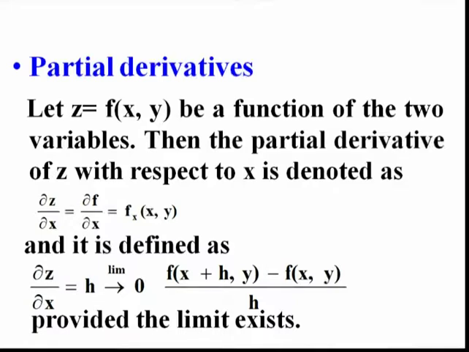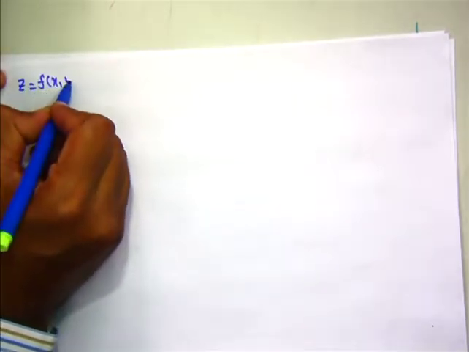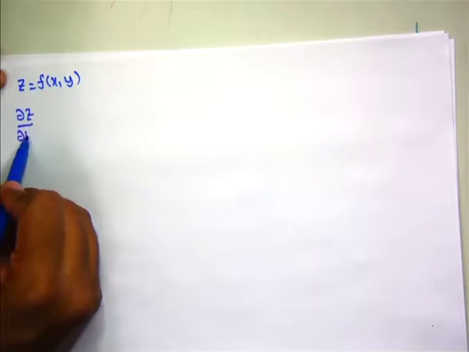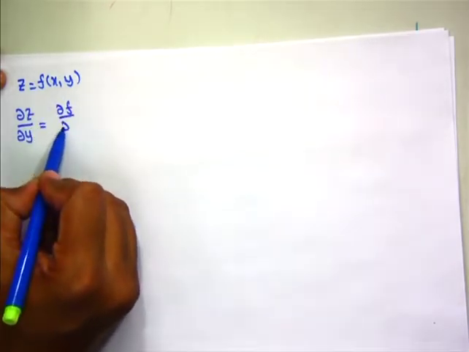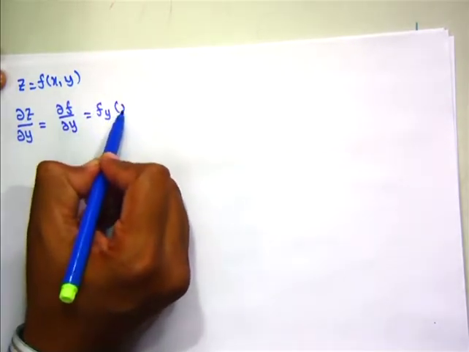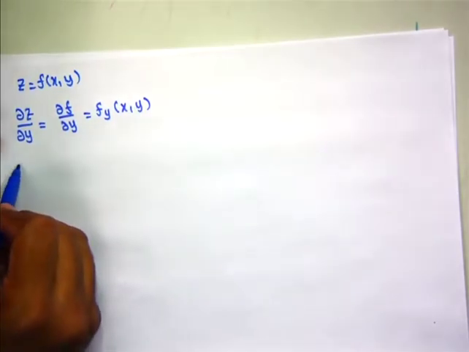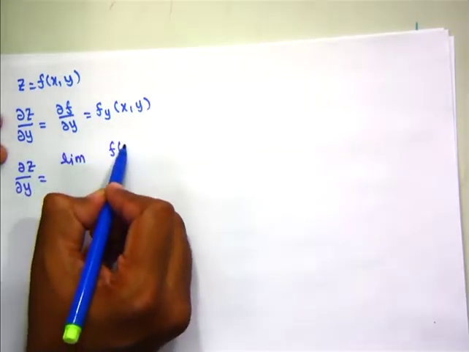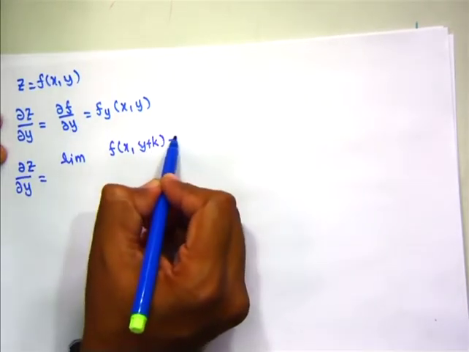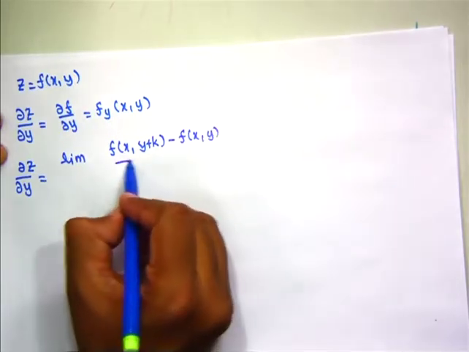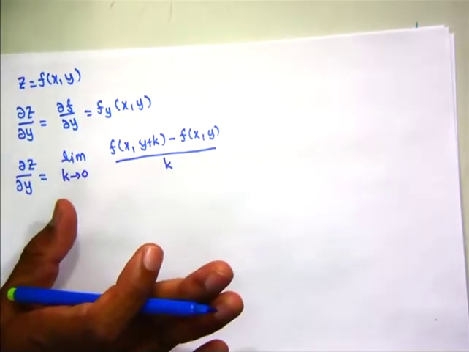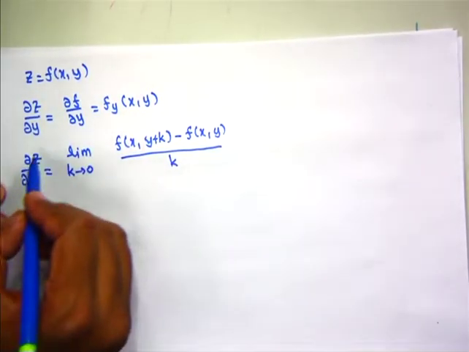Let us write on the paper using Teletop. The partial derivative of z = f(x, y) with respect to y is denoted as del z by del y, or del f by del y, or f_y at the point (x, y), and is defined as del z by del y equal to the limit as k tends to 0 of [f(x, y + k) minus f(x, y)] upon k, provided this limit exists. So these are the first order partial derivatives.